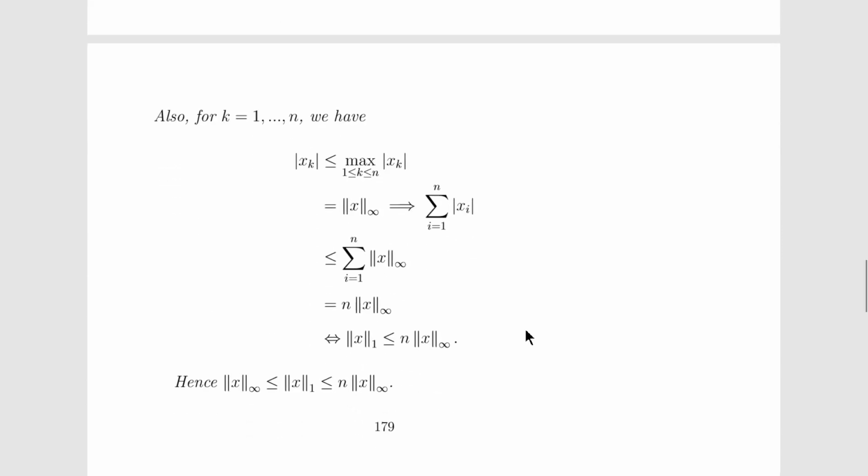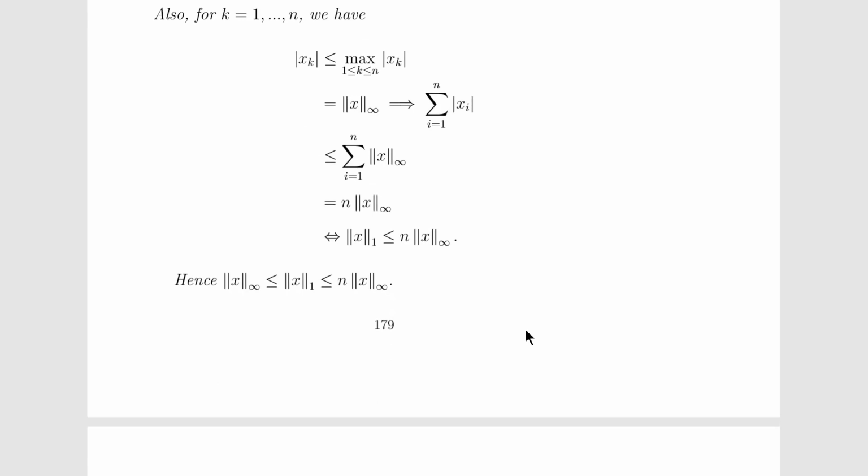Also, the modulus of xk is less than or equal to the maximum of modulus of xk over k from 1 to n. So this implies that the summation of modulus of xi is less than or equal to n times the norm of x over infinity. So we get here that norm 1 is less than or equal to n times the norm infinity. By considering these two cases, we have norm infinity is less than or equal to norm 1, which is less than or equal to n times the norm infinity.